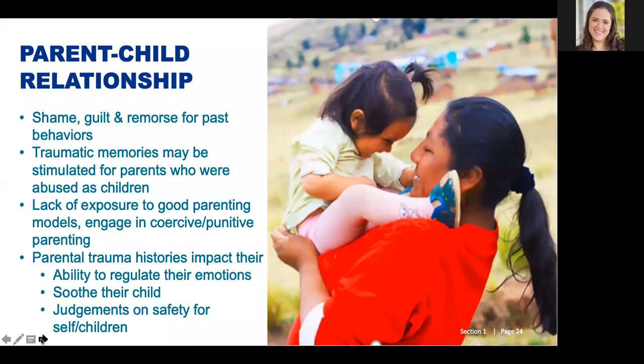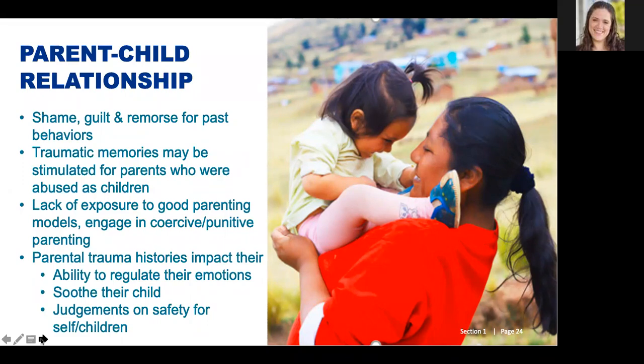So we really do have to look at parent or caregivers' trauma histories as they impact their ability to regulate their own emotions. We always know that a dysregulated adult cannot help regulate a child or soothe a child. And so helping those caregivers really understand their trauma triggers and their trauma responses will help them better manage as we think about reunification, or we think about prevention and preventing that child from being removed.